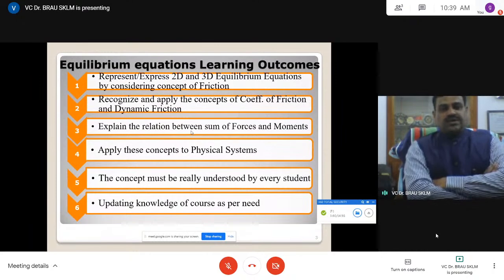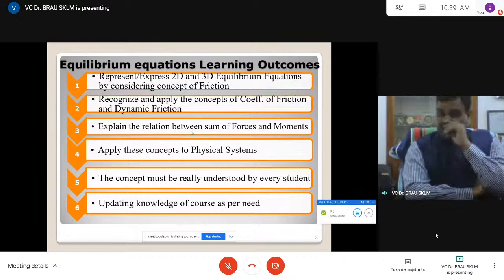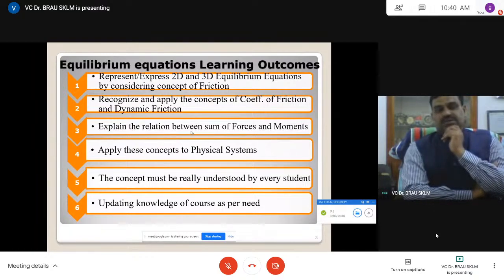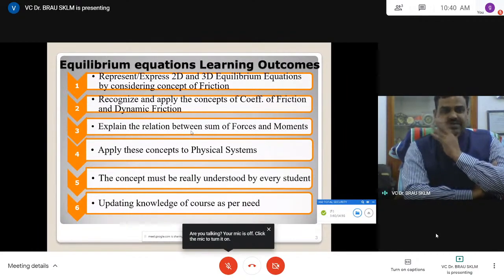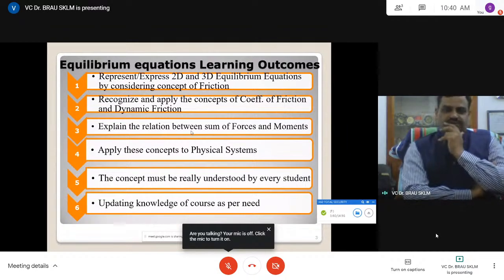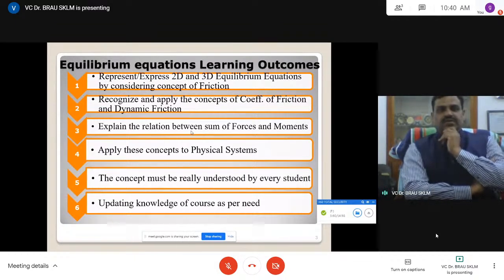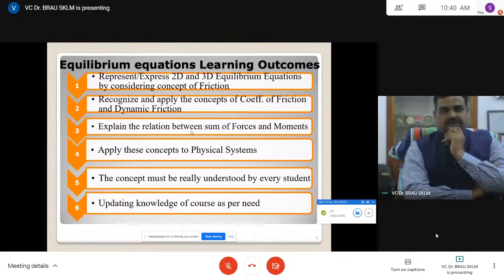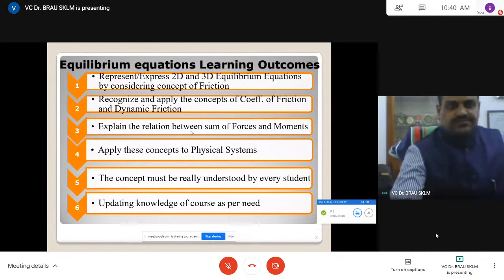You have to update the knowledge as per the need of the society and as per the need of the examinations. The preparation of examinations, the concepts are the same, but you have to use knowledge in different ways. But in a physical system, you have to apply a different technique. That is the only thing. Okay. So these are the learning outcomes. So what you are going to get from today's class: equilibrium equations with friction. That is the meaning.